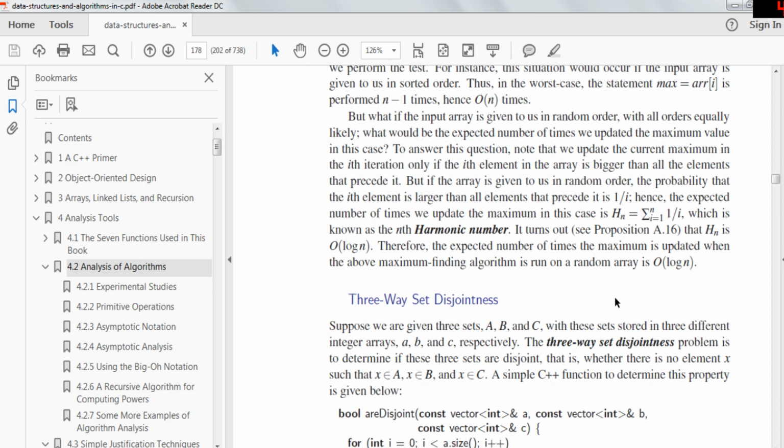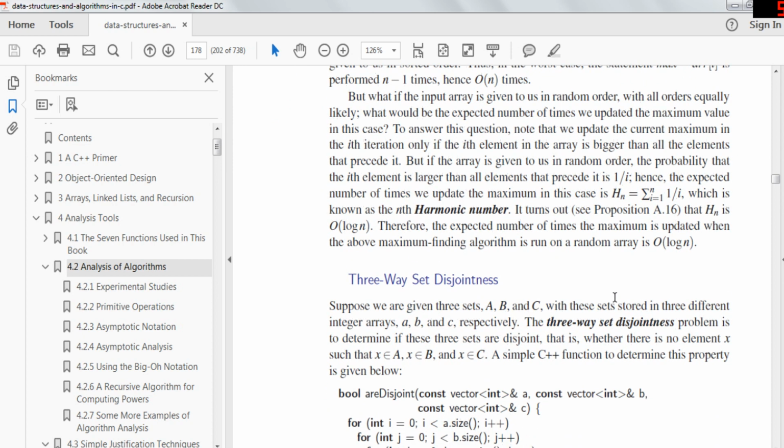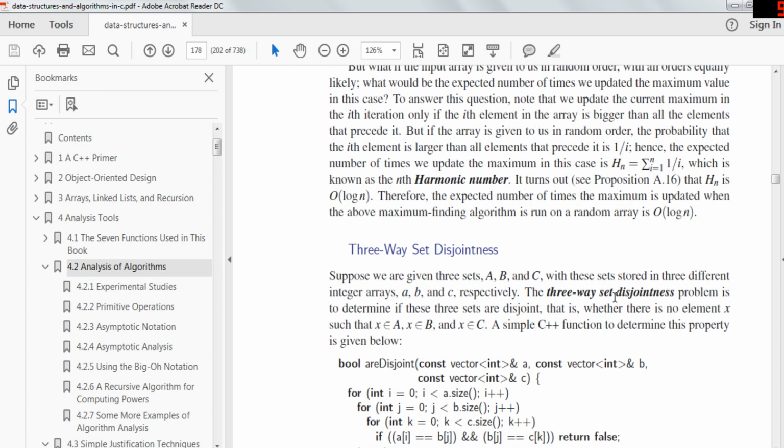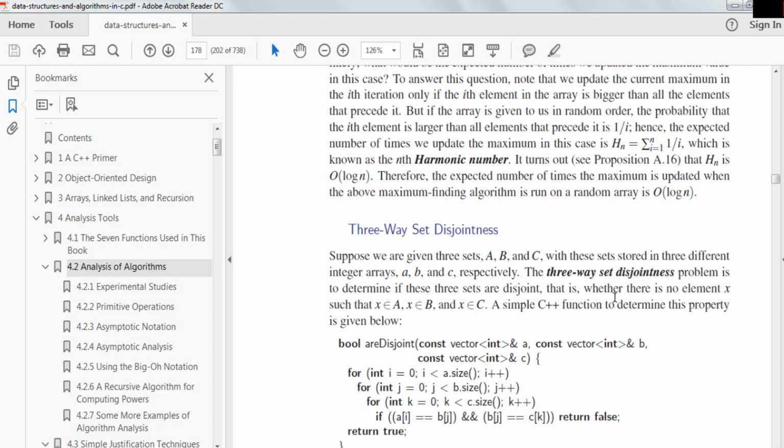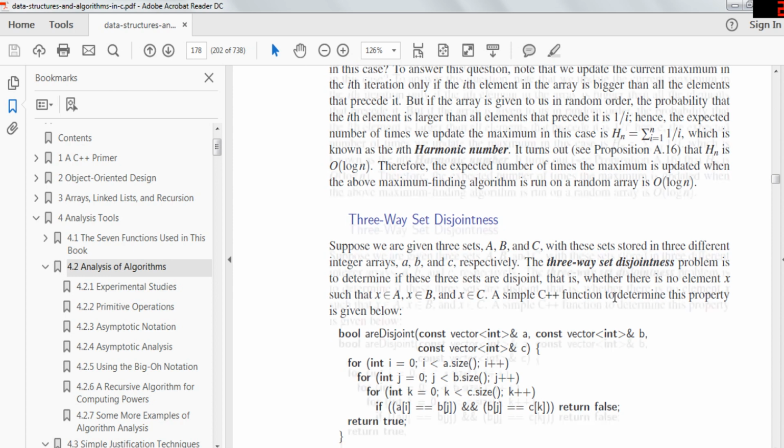But what if the input array is given in random order, with all orders equally likely? What would be the expected number of times we update the maximum element in this case? We update the current maximum in the ith iteration only if the ith element is bigger than all the ones preceding it. If the array is in random order, the probability that the ith element is larger than all of them is 1 over i. Hence, the expected number of times we update the maximum is the sum of 1 over i, which is known as the nth harmonic number. Therefore, the expected number of times the maximum is updated when the above maximum finding algorithm runs on a random array is O of log n. Oh, that's so cool.